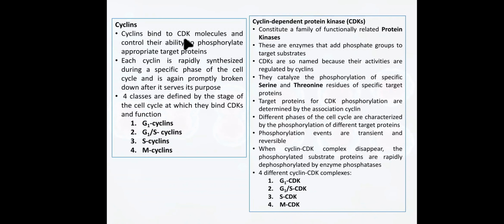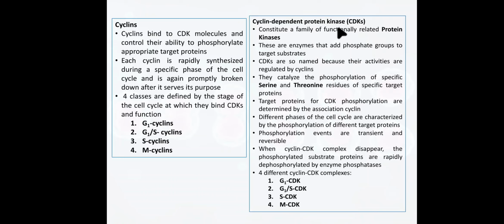Cyclins bind to CDK molecules and control their ability to phosphorylate appropriate target proteins. Each cyclin is rapidly synthesized during a specific phase of the cell cycle and is promptly broken down after it serves its purpose. There are 4 classes based on the stage in which they are present: G1 cyclins, G1/S cyclins, S cyclins, and M cyclins.